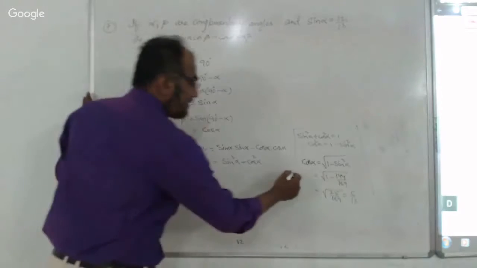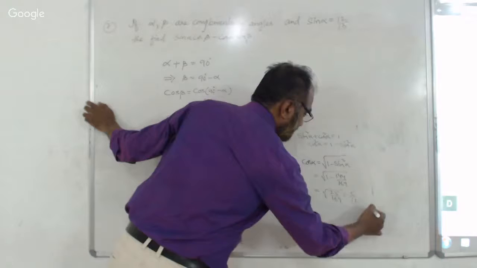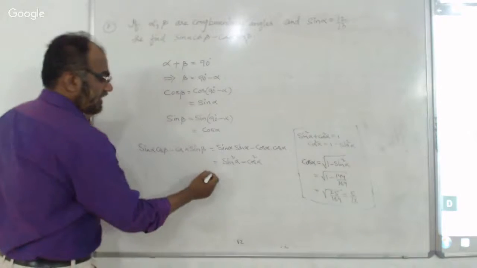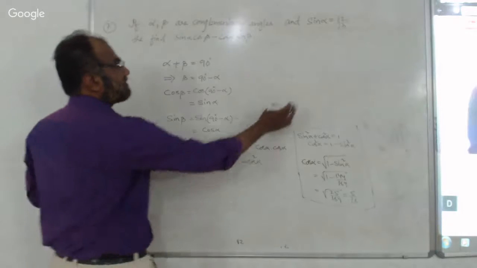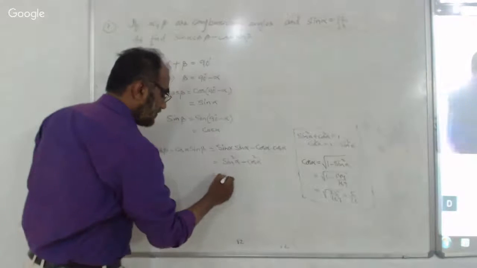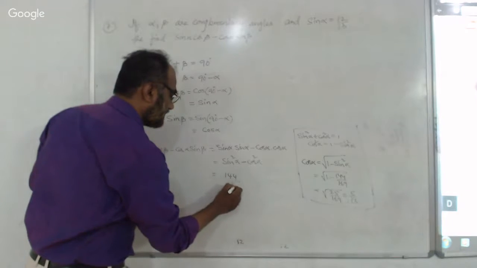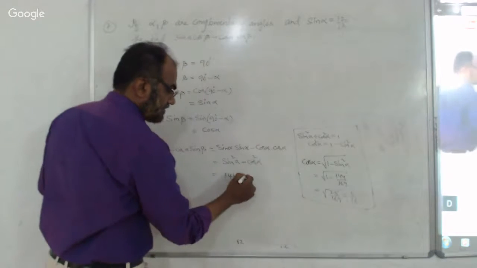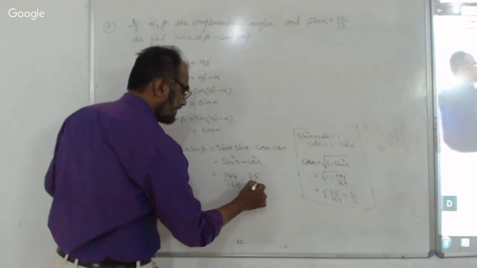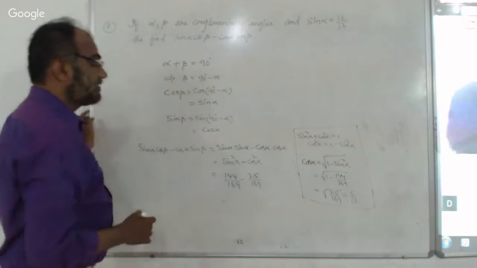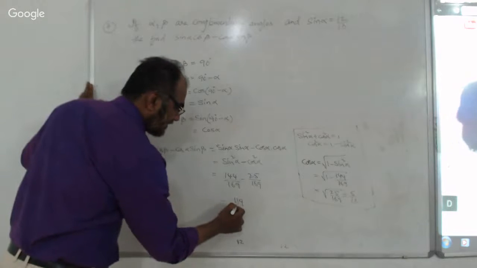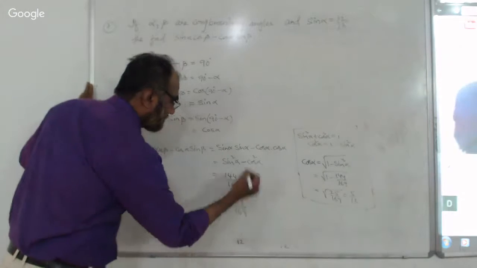Let's substitute back this value. So sin square alpha, the square of it, is 144 by 169, minus cos square alpha, the square of it, 25 by 169. Just subtract it, you get 119 by 169. Make a note.